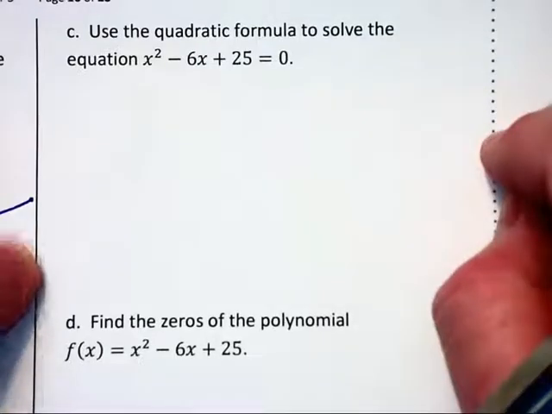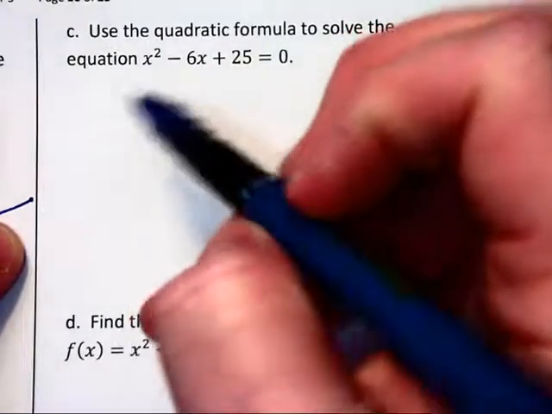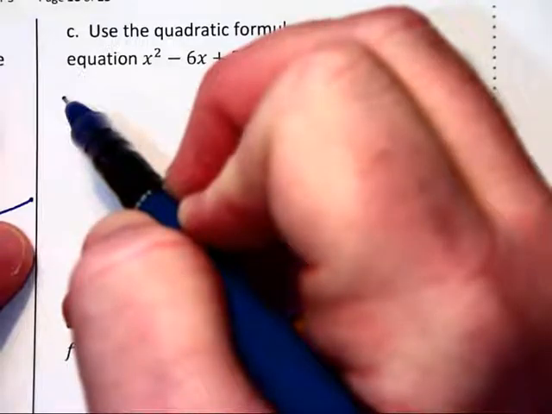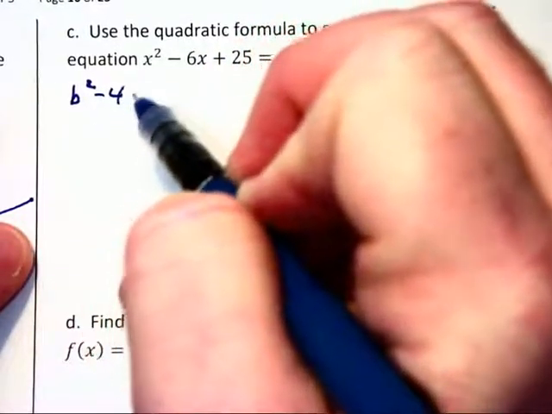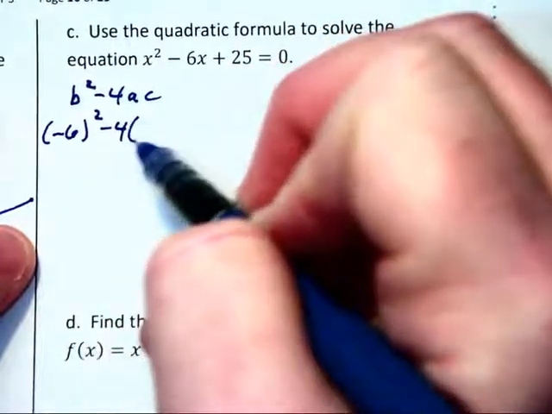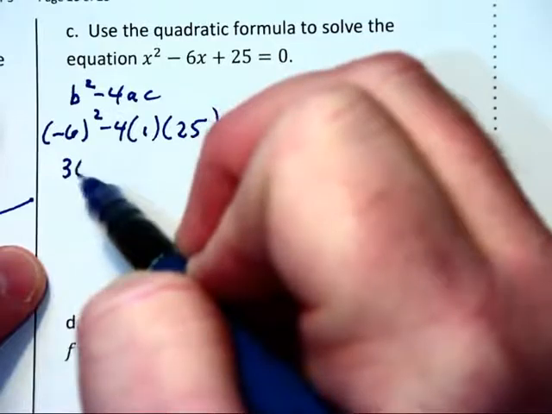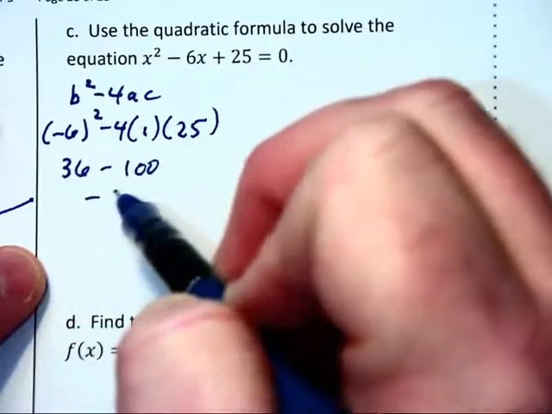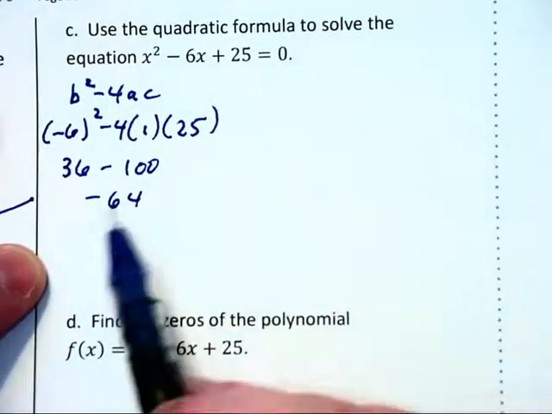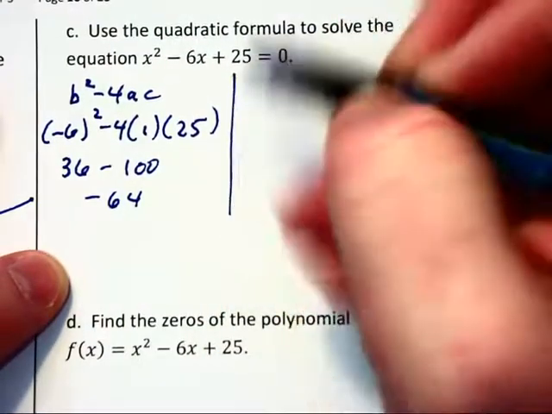Still in the same problem, we're using the quadratic formula to solve this equation. And when we do this, we see that b squared minus 4ac will be -6 squared minus 4 times 1 times 25, which becomes 36 minus 100, which is -64. And when we have a negative value for the discriminant, that tells us we're going to have imaginary solutions.